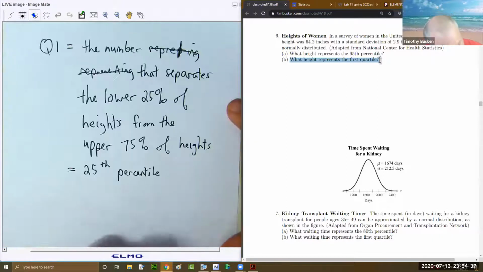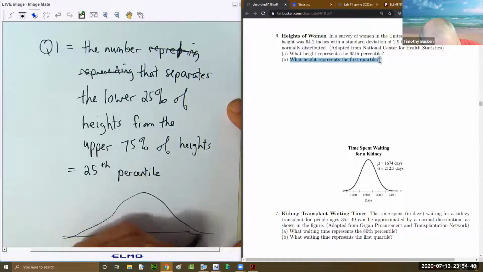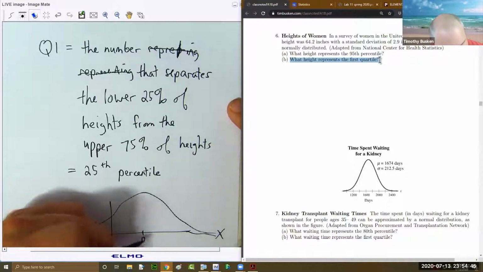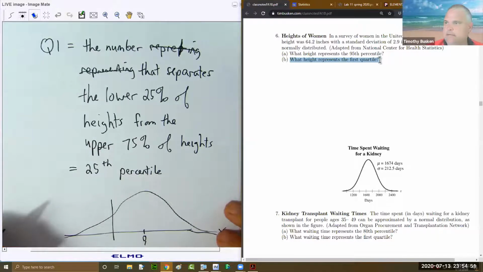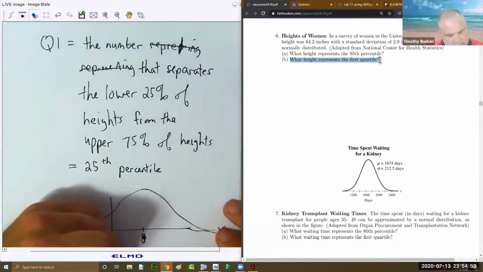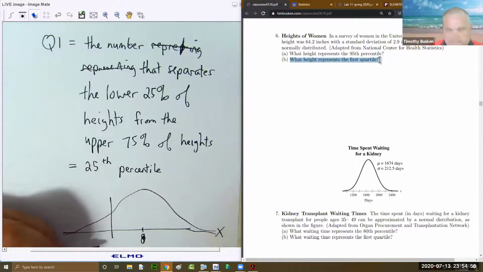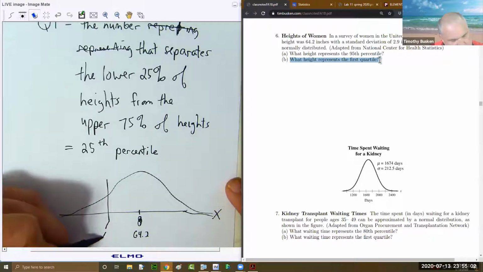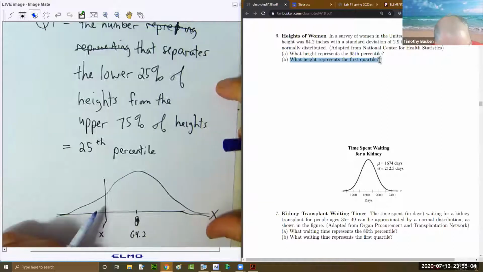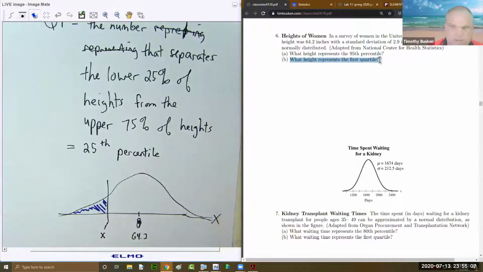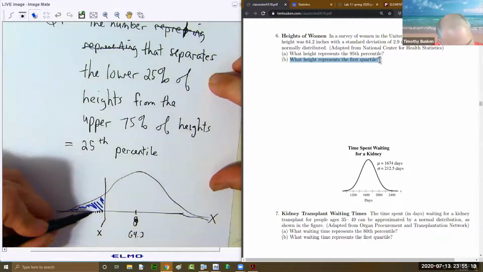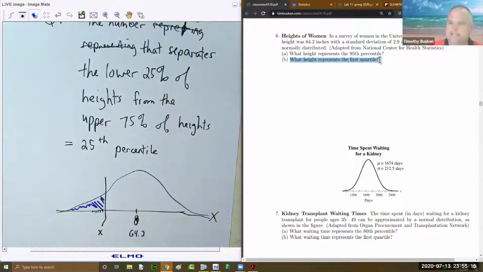So if you're going to draw a picture here and locate Q1 along the x-axis, it's going to be over here somewhere to the left of the mean. Whoops, already gotten that wrong here. 64.2 inches was the mean. And this value of x here is what we're trying to find. What height is in the 25th percentile? 25% of women's heights in this age group are numbers along the x-axis to the left of this value. They're less than that value.